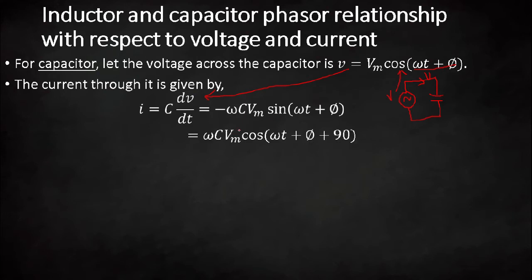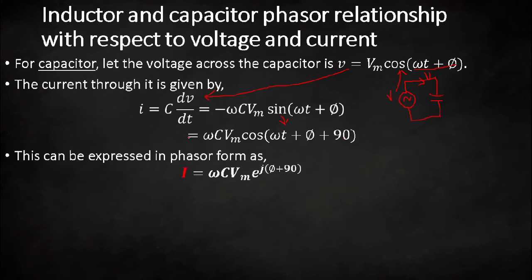Now, using simple trigonometric identities, you can convert the sine into cos, with cos(omega t plus phi plus 90). Now you can see that in the voltage equation, that is Vm cos(omega t plus phi), but in the case of current I, it is omega C Vm cos(omega t plus phi plus 90). So you can simply see that there is a phase displacement between voltage and current of 90 degrees.